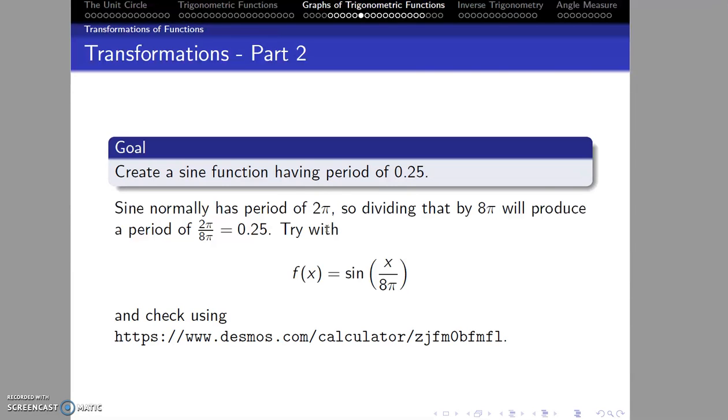So I recognize that if I divide 2 pi by 8 pi, that would reduce down to be 1/4, or 0.25. So I know that 8 pi needs to be a factor somewhere. So let's try with the most logical way to apply that. Recognizing I can't divide by 8 pi after I do the sine because that just changes amplitude, maybe I should divide by 8 pi before I take the sine. So let's do sine of x over 8 pi and see how this looks.